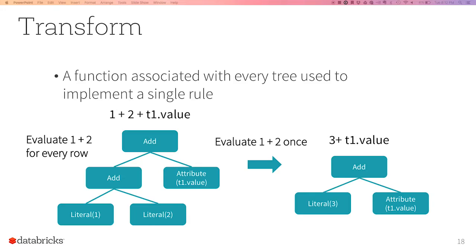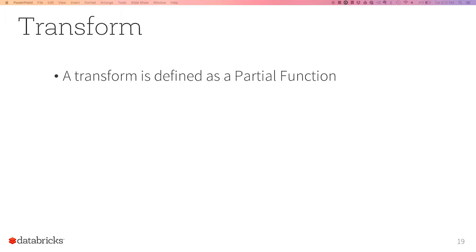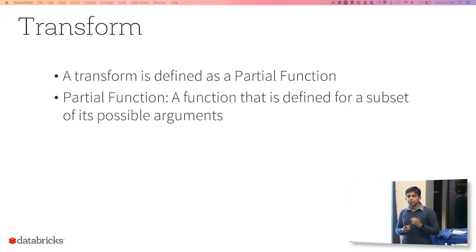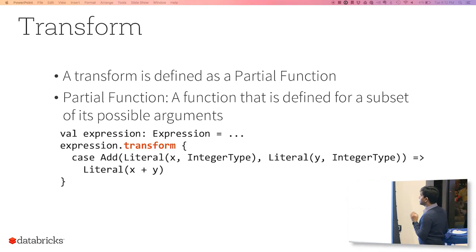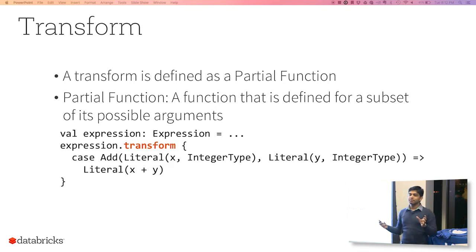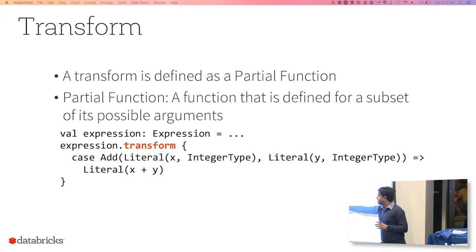Now, how do we do this? The way we do this is that Spark SQL or Catalyst basically defines a transform as a partial function. Now, partial functions in Scala are just functions that are defined for a subset of their possible arguments. Let me demonstrate this with an example. Let's say we have an expression. We can define a partial function that matches this add expression, and it says that if I have an add expression with two literals, then you convert that into a new literal of x plus y, right?